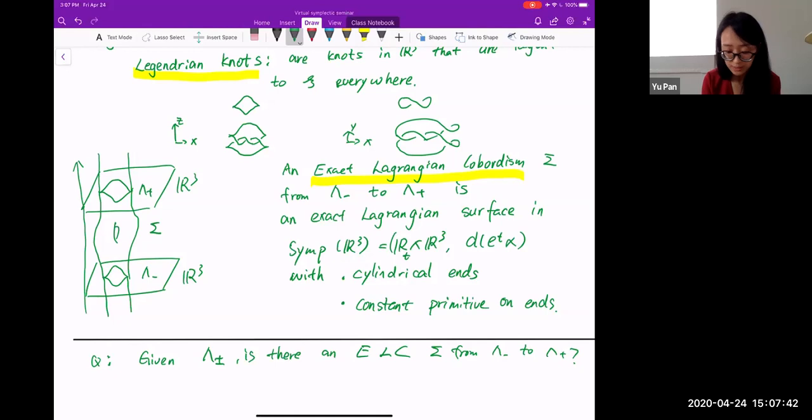One thing we can see from the definition is that the two ends of the cobordism are actually not symmetric. You know, topologically, if we have a cobordism from lambda minus to lambda plus, one can certainly turn it upside down to get the other direction. But here, turning upside down is not a legal action because it will not preserve the symplectic two form. So we get this asymmetry between the two ends, and that's why we always emphasize the order when we talk about cobordisms. All right.